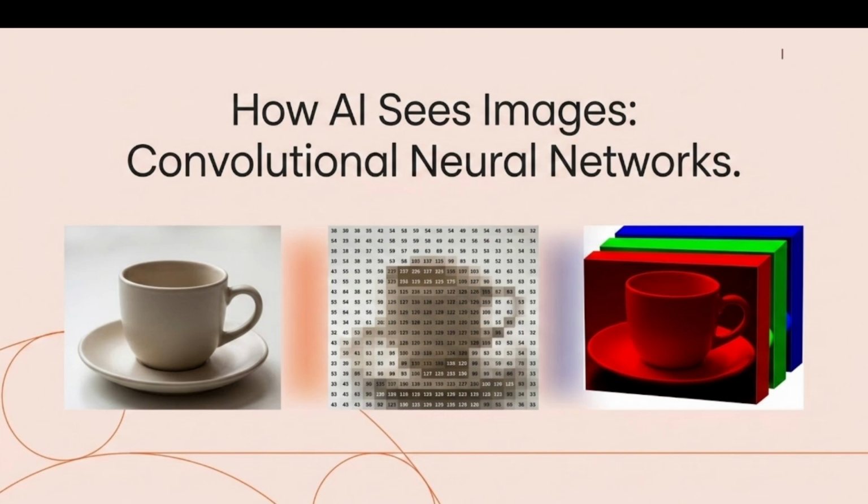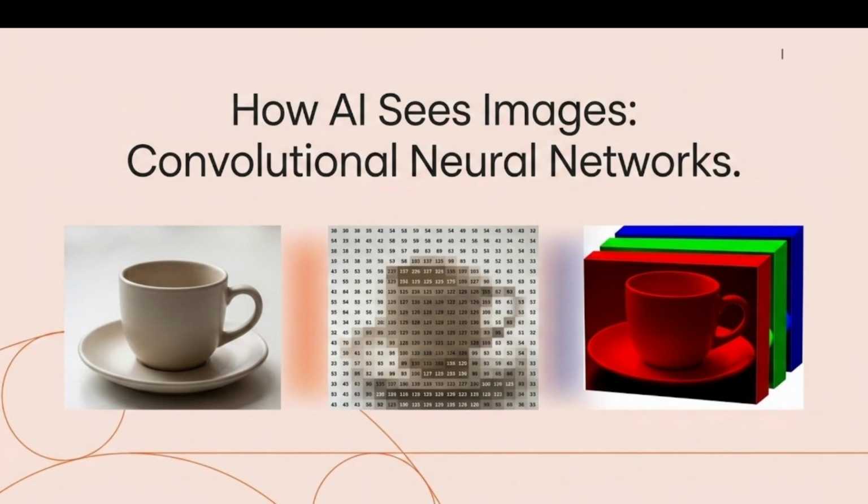Welcome back. So up to this point, our models have dealt with structured data, lists of numbers, basic spreadsheets, but what happens when we want an AI to process an image? How does a computer actually see? Today we are diving into computer vision.